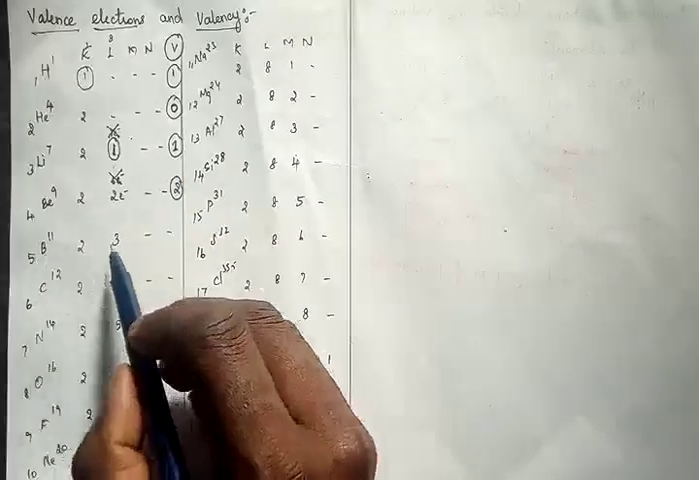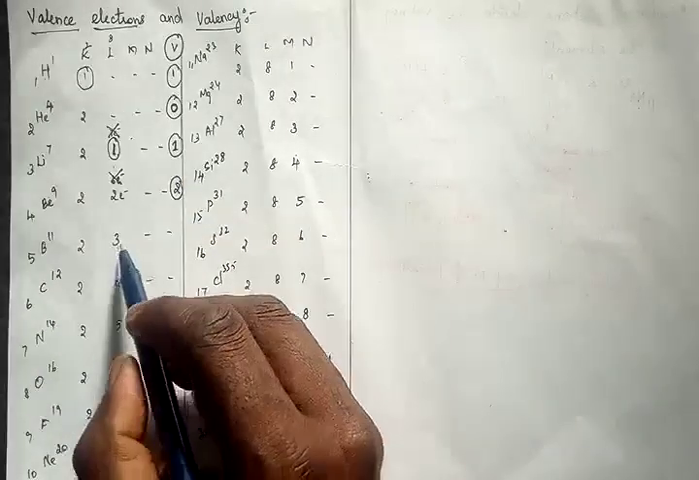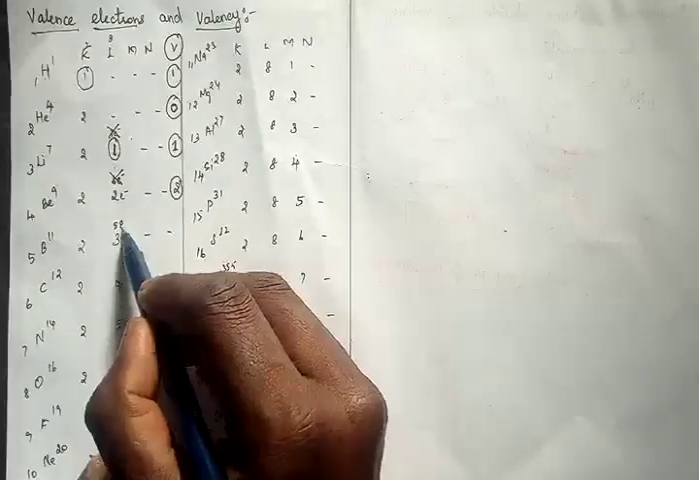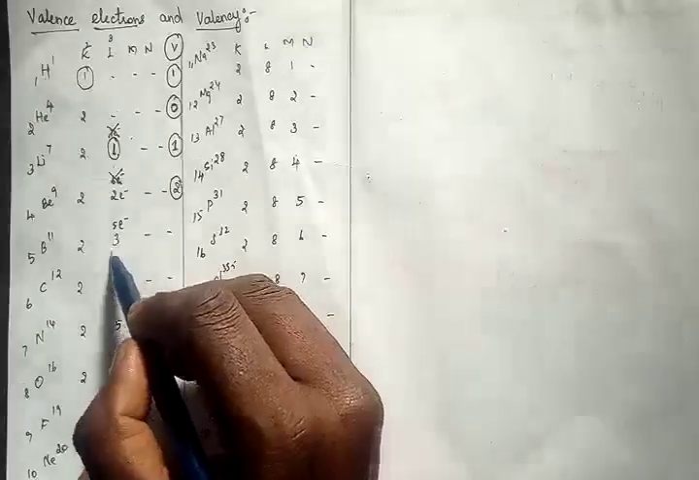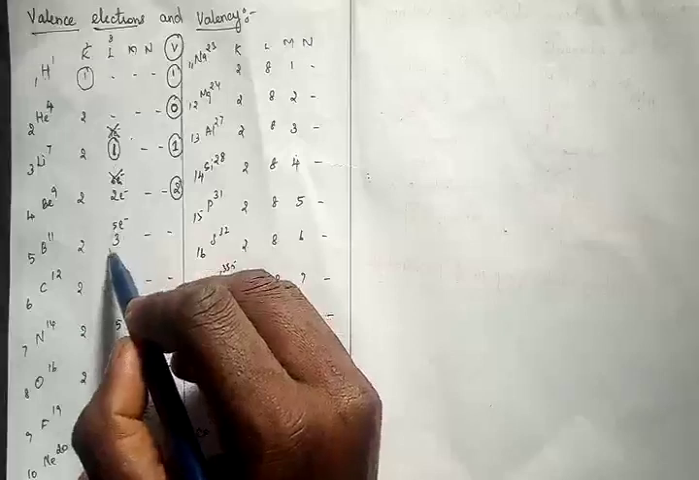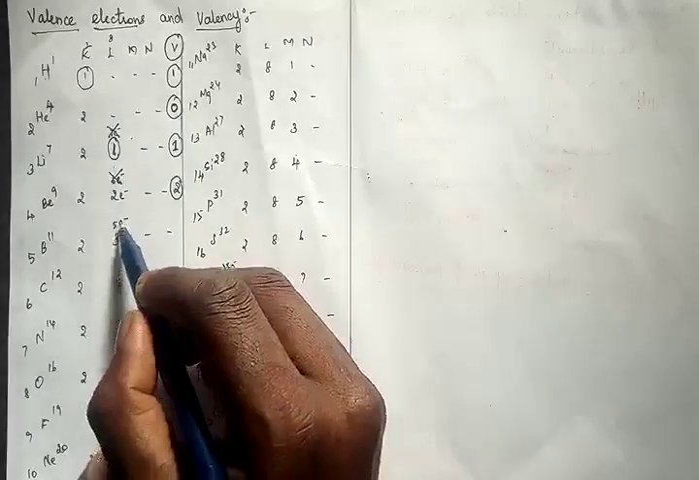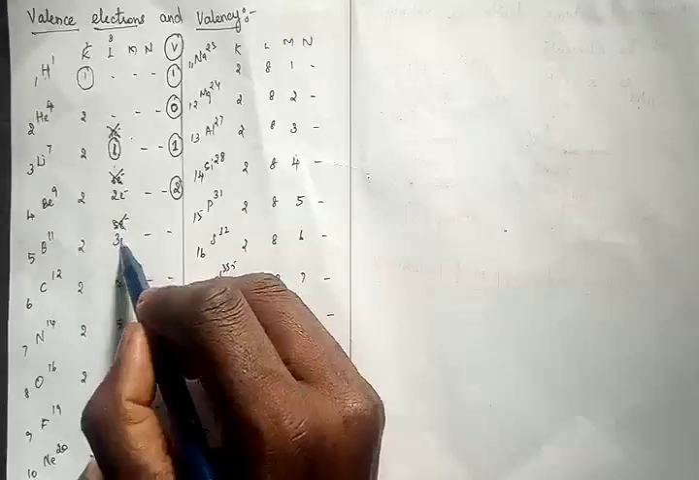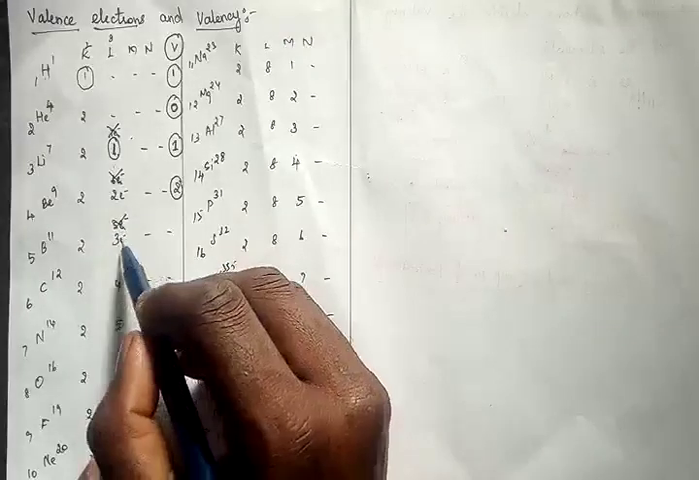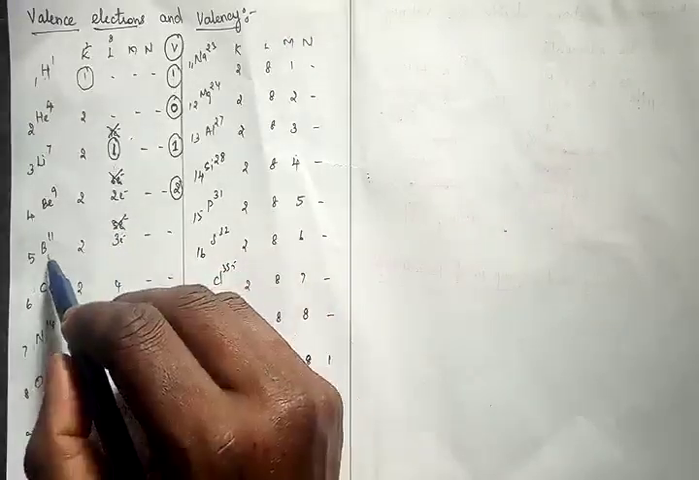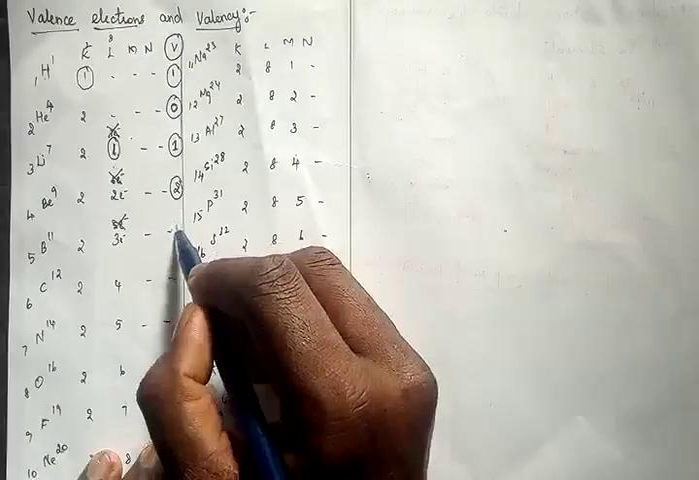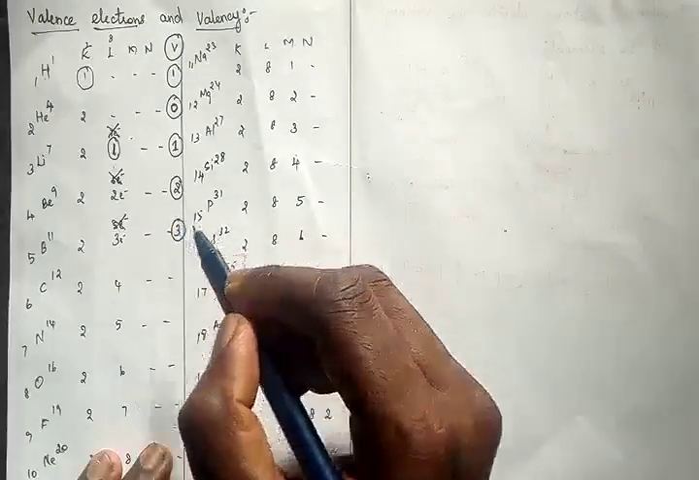Now come to the fifth one, boron. It has 3 electrons in the outer shell. It can gain 5 electrons to make the shell 8, but gaining 5 electrons is comparatively difficult. Losing 3 electrons is an easy process. So losing 3 electrons normally happens in the chemical reaction of boron. So the valency is 3.